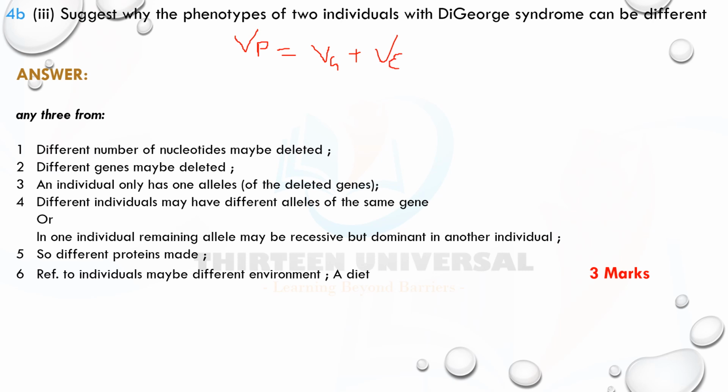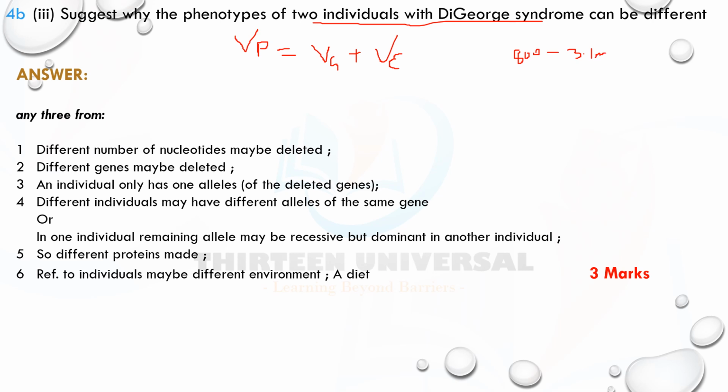So don't forget that the phenotype in two individuals with the George syndrome will be different. Remember, they told us that the number of alleles deleted can be from 800,000 to about 3.1 million. Did you get it? Yeah, 3.1 million.